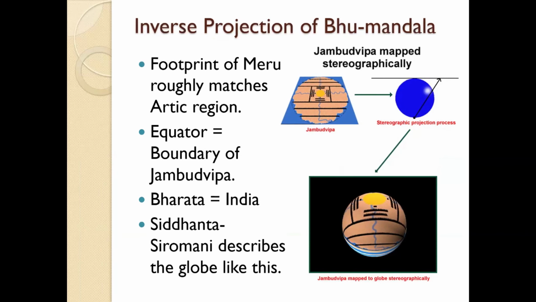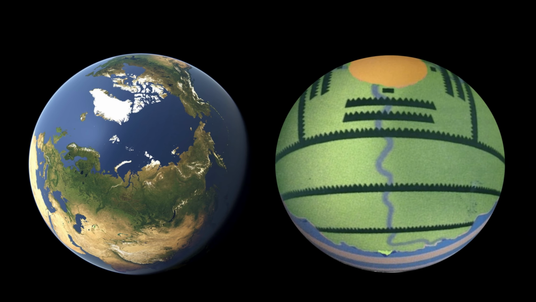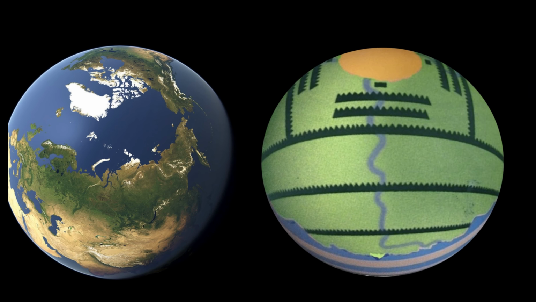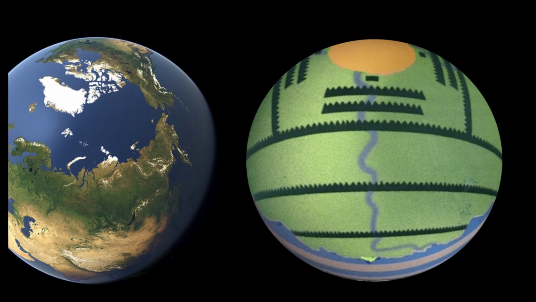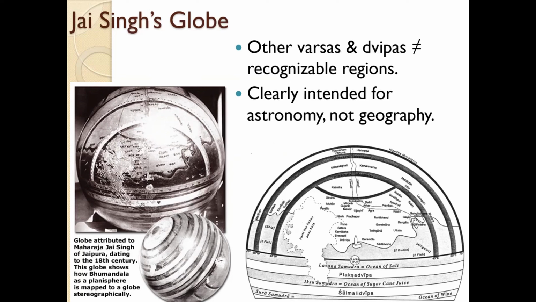Now, what if we do the reverse projection, turn Bhumandala into a globe? In this, the base of Meru roughly matches the Arctic region. Bharatvarsha would roughly be the size of Greater India, and the boundary of the Isle of Jambudvipa would reach the equator. Historically, people have worked with this projection. For example, there's a globe which was commissioned by Maharaja Jai Singh of Jaipur, dating back to the 18th century. In that, we notice the aforementioned circles are placed in the southern hemisphere.